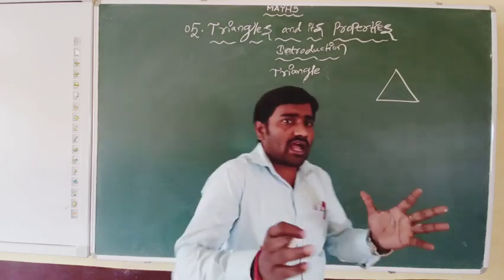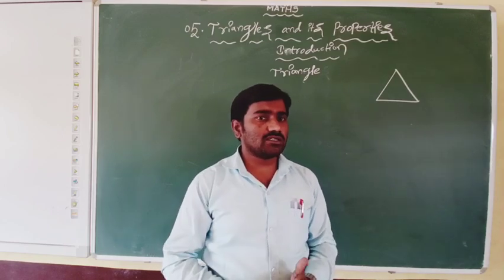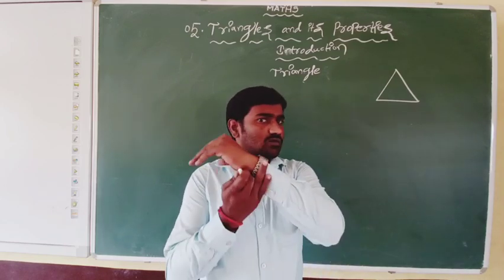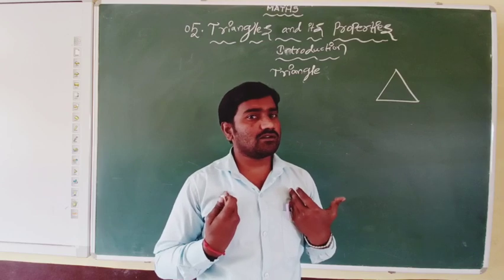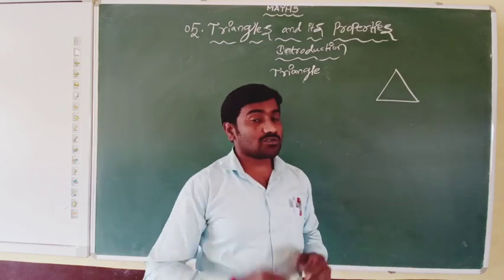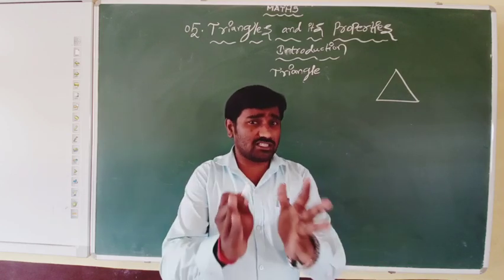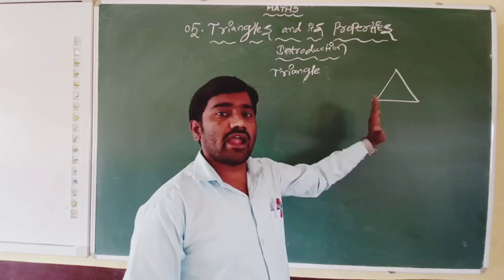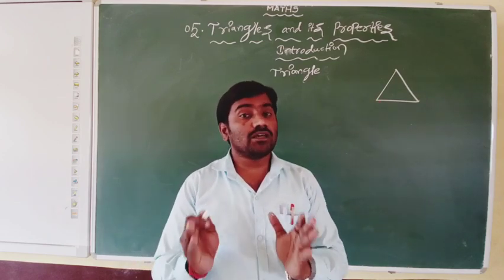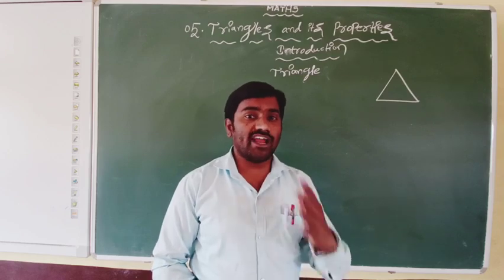Everybody has some properties. Even you have some properties, even I have some properties. This watch is my property, this shirt is my property. This board is school property, this chalk is school property. Even your fathers and grandmothers, everybody has some properties. In the same way, triangles also have some properties. Let us discuss the properties of triangles.